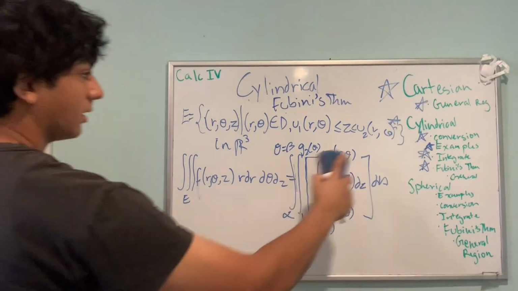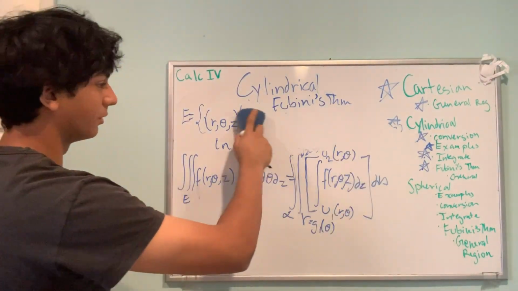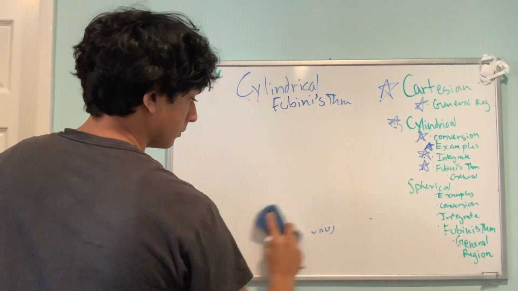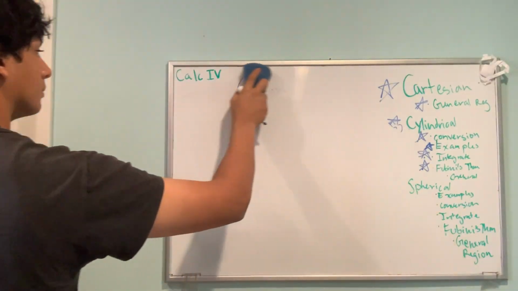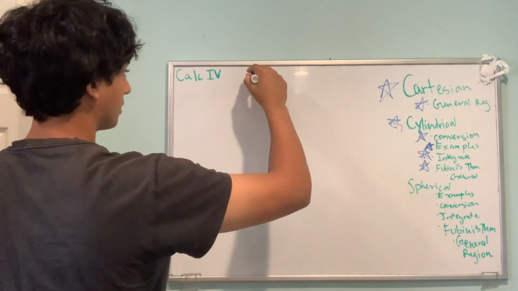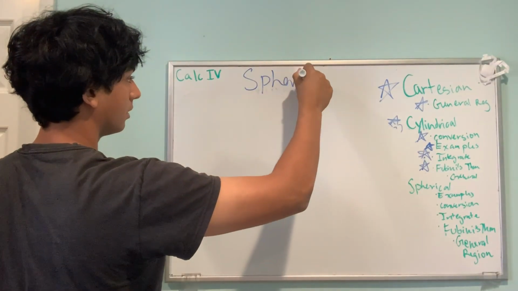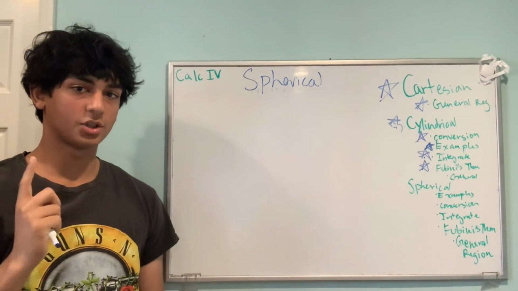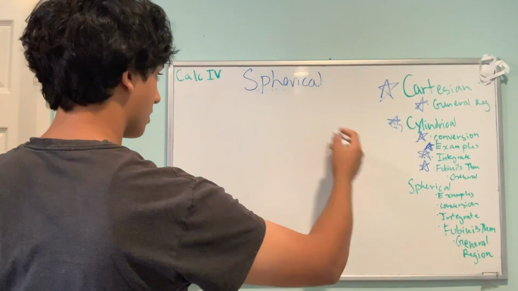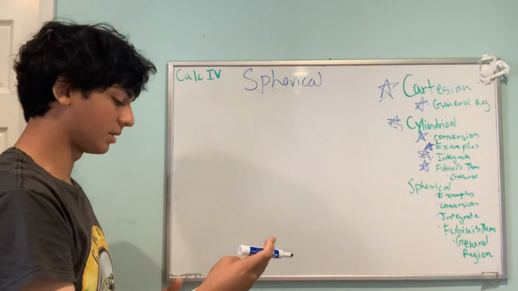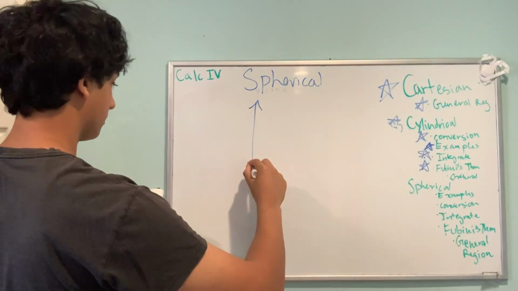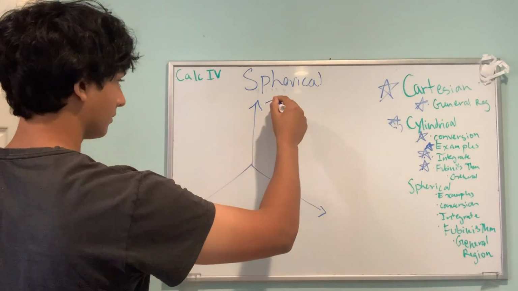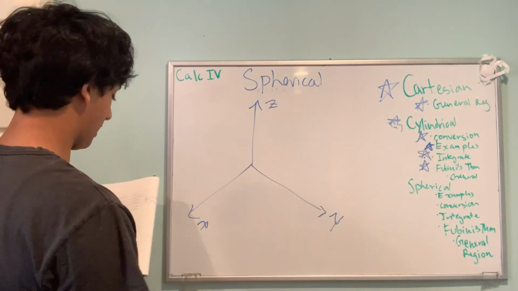Now, a little more abstract, let's move on to the spherical coordinate system. This one's a little harder, I feel, because there's two angles to worry about and not just one. So what is the spherical coordinate system? So let me draw it out. It's a little harder to draw too. X, Z, and Y, of course.